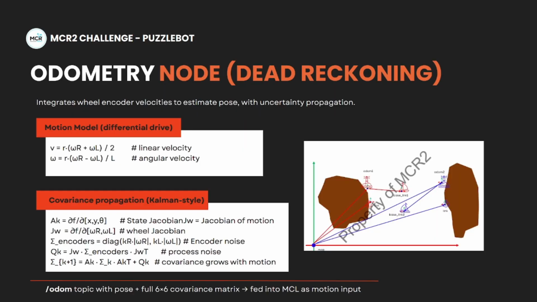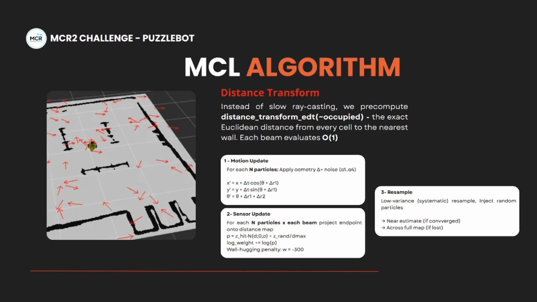The odometry node we use for the Kalman filter is a dead reckoning system in which we measure the encoder noise and the encoder measurements for linear and angular velocity to calculate the state, so we can measure the uncertainty propagation for the Kalman filter. For the Monte Carlo algorithm, we use a distance transform instead of ray casting for better performance. Also, we have the motion update, where we propagate n particles across the whole map, and we reduce them when the robot starts moving.